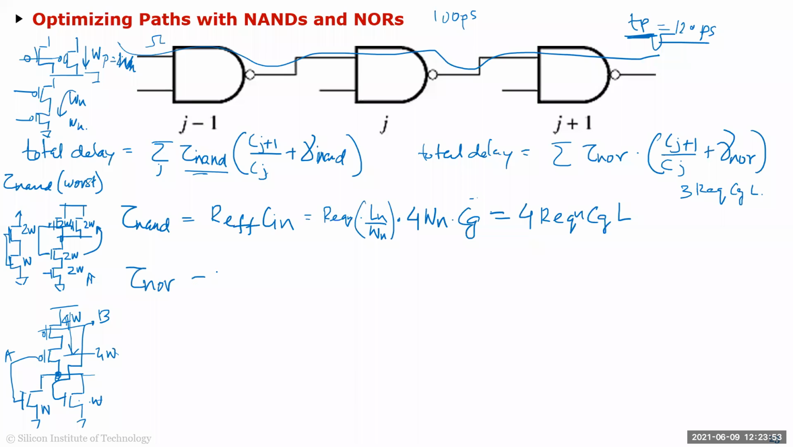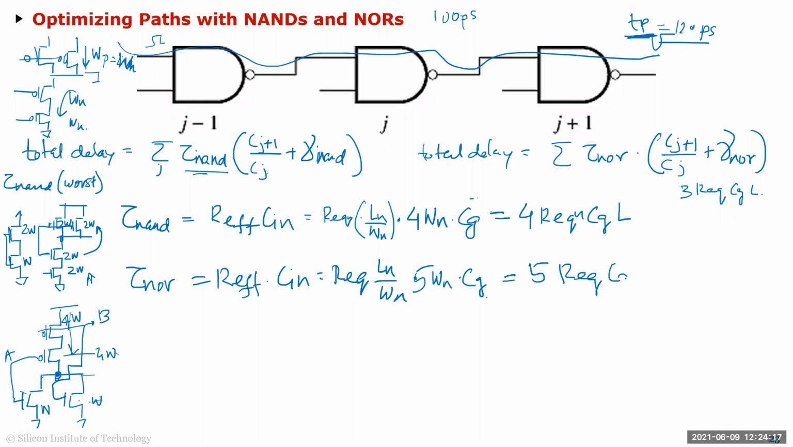So now let's calculate the NOR gate. So this is R effective C in, which is going to be R equivalent Ln Wn just like before. And now the total cap, C in cap for one node is going to be 4 plus 1, which is going to be 5Wn times Cg, right? So it is 5 times R equivalent Cg L. So you can see that the inverter was 3 times. The NAND is a little bit worse, and NOR is actually worse than that. Okay. So we have the self delay for NAND gate, NOR gate.